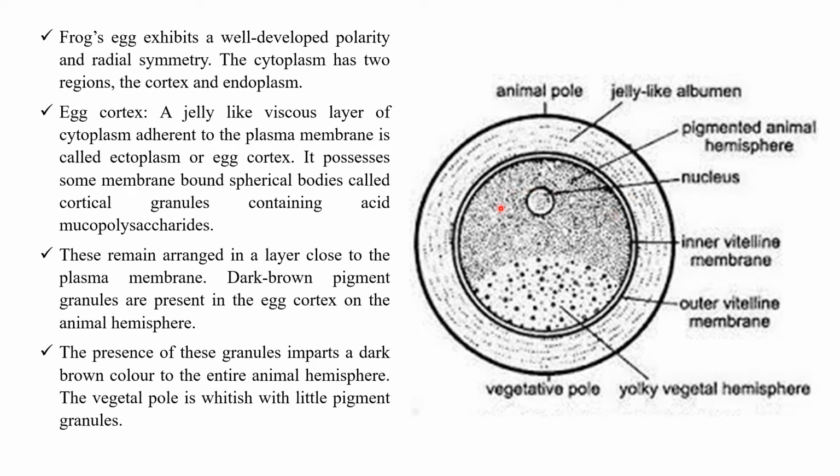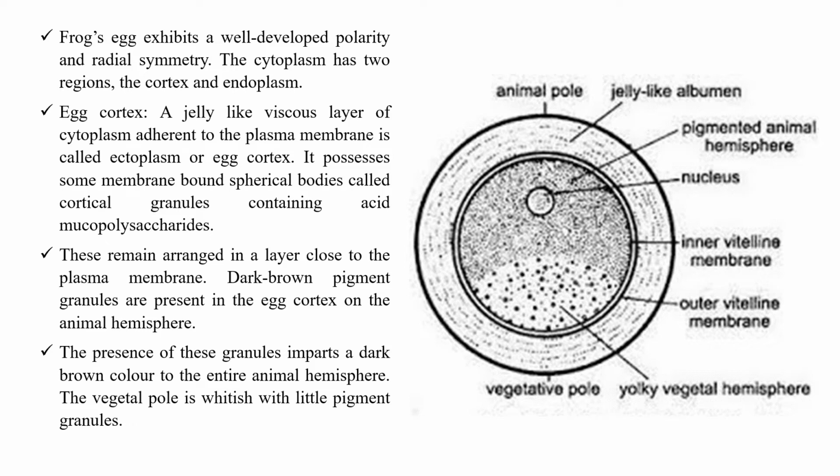The animal pole of the amphibian oocytes will be having certain darkly pigmented granules. The presence of these granules imparts the brown color to the entire animal hemisphere. The vegetal pole is whitish with slight pigment granules. So the animal pole part of the amphibian oocyte will be slightly brownish in color. The reason is the presence of the brown colored cortical granules.